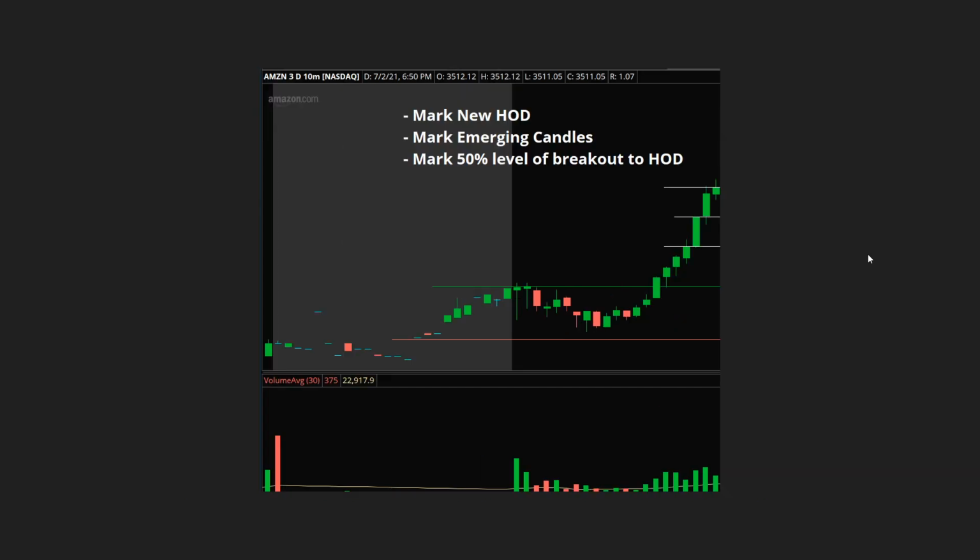As the day moves on, we like to mark our new high of day, mark more emerging candles, and mark the 50% level of the breakout to the high of day. So we would mark from here to here with our fib and get about the halfway point, mark our new high of day, that level there, and then more emerging candles, just the tops of our buyers. If you're not familiar with what that is, please check out the TA routine. But let's move on to the next one.